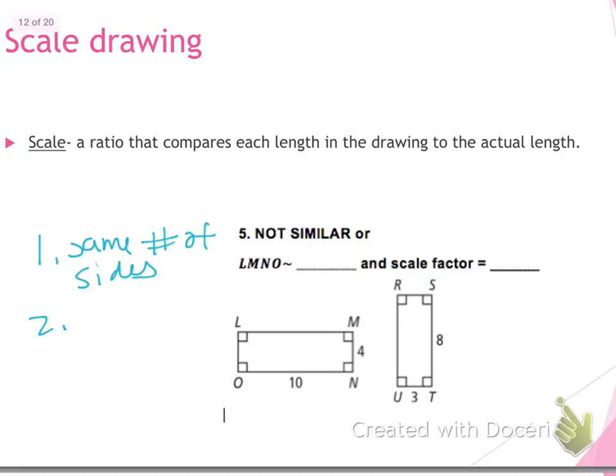Okay, my second step, angles, the corresponding angles being congruent, and my third step is to check to see if the sides are proportional. Okay, so same number of sides. We have the same number of sides. Looks like my corresponding angles are all right angles, so we're good. Now we got to check to see if our sides are proportional.